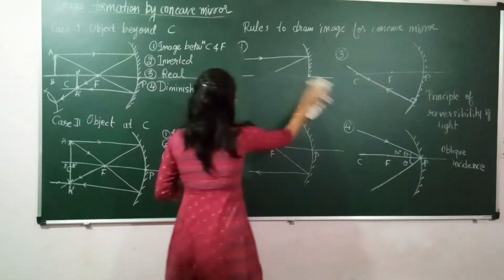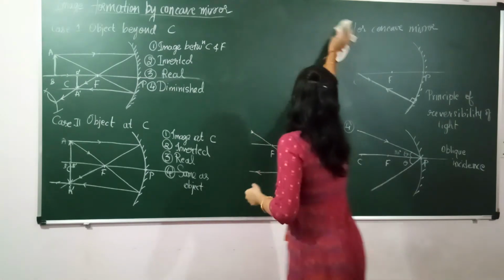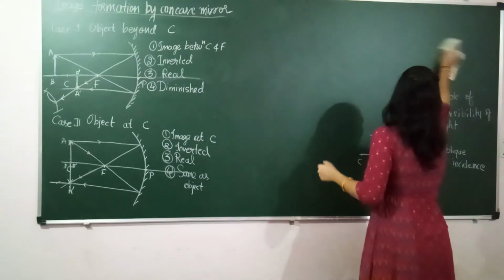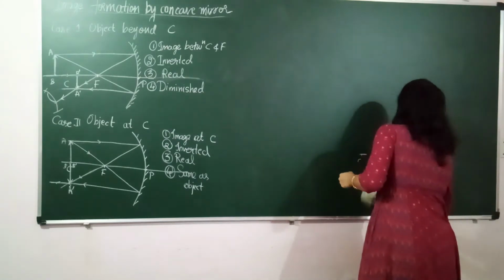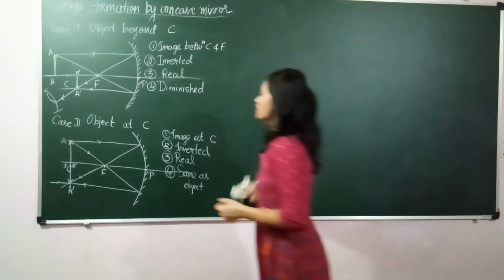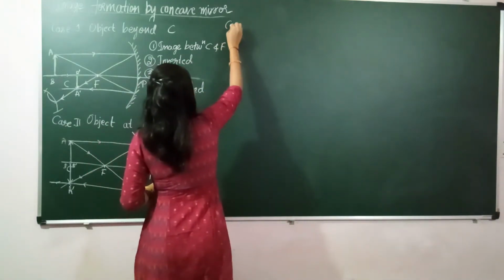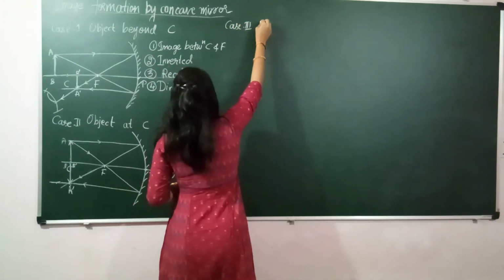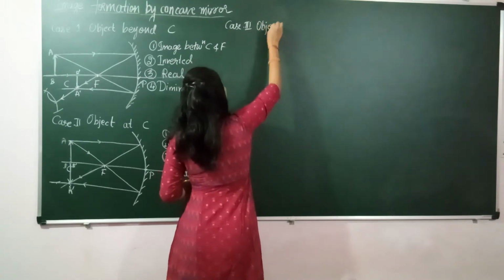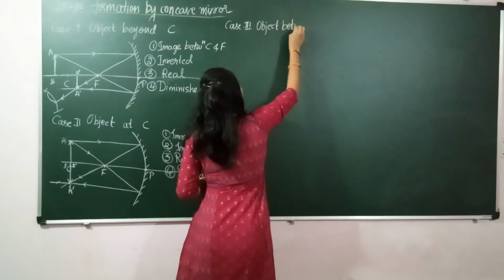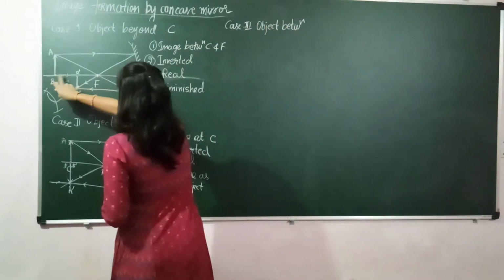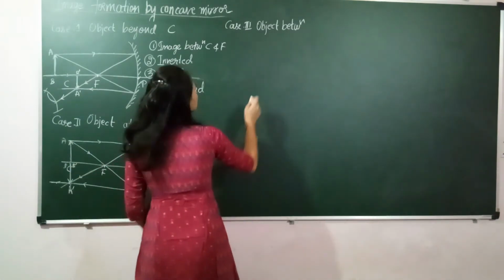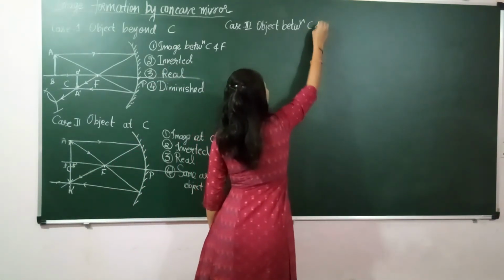Next we will go for case 3. In case 3 we will place the object between C and F. First we placed the object beyond C, in the second case we placed it at C, now we will place it between C and F.